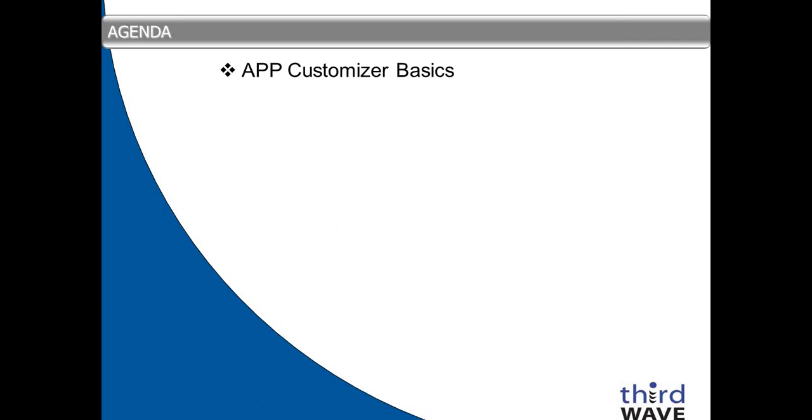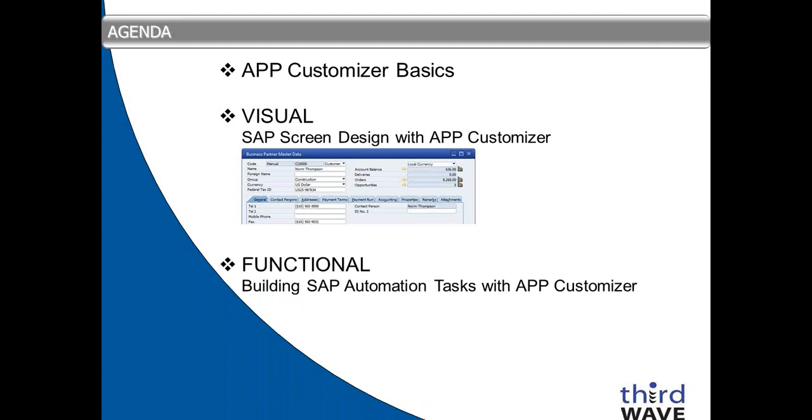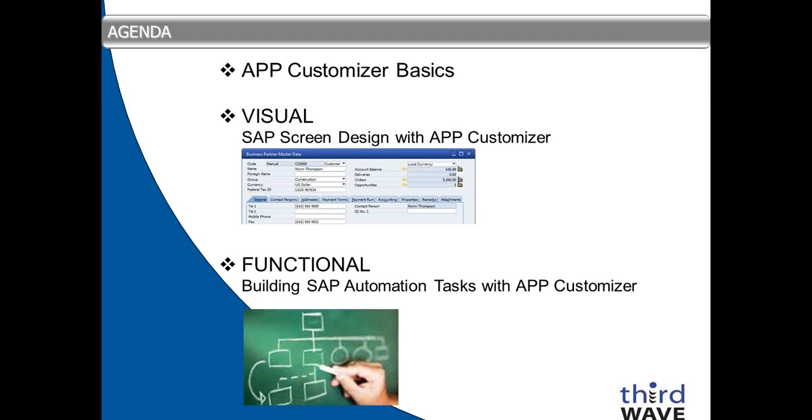Okay, so let's get into it. Let's talk about what we can do with APP. Actually, I'm sorry. There's going to be some APP Customizer basics. We'll talk about how to activate APP to start with, and then also some terminology that'll be helpful. Then we'll get into the visual aspects, how to change the screen design using APP Customizer. And then after that, we'll get into the more advanced area of making functional changes with APP.